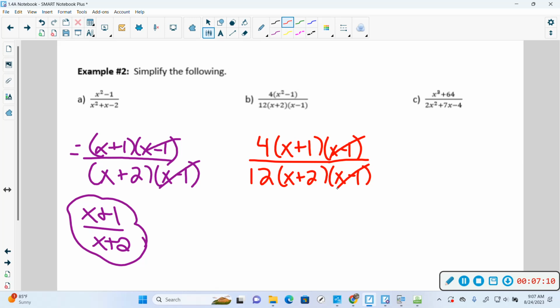And you could reduce one other thing. I wouldn't leave 4 over 12. What's 4 over 12, really? 1/3. I'm not even going to bother writing the 1. I'm just going to leave x plus 1 on the top. Let's put the 3 down here.